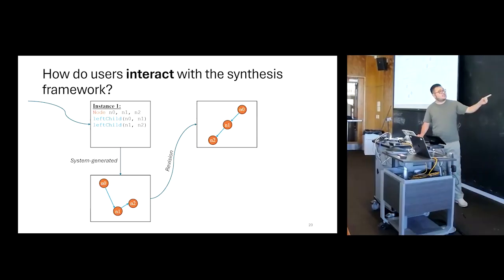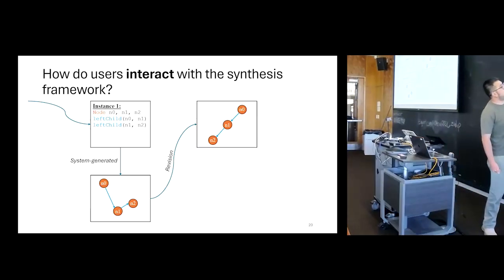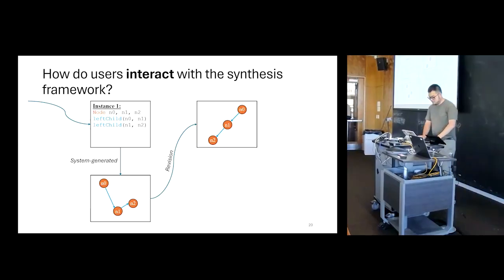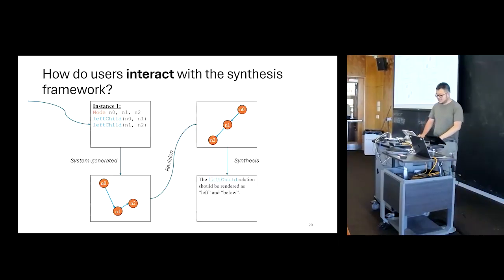They could provide a revision that essentially says that whenever there's a left-child relation, it should be rendered as left and below. It should be rendered with a constraint of left and below. And the system figures this out from the user-provided diagram. The system should figure out that the left-child relation should be rendered as left and below.